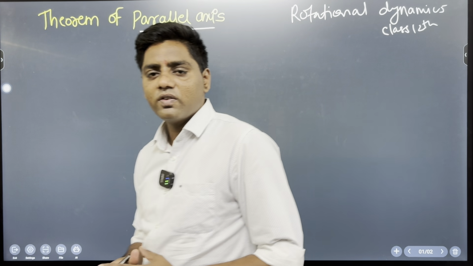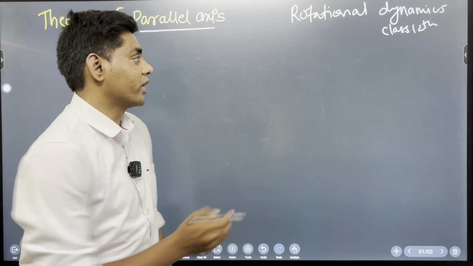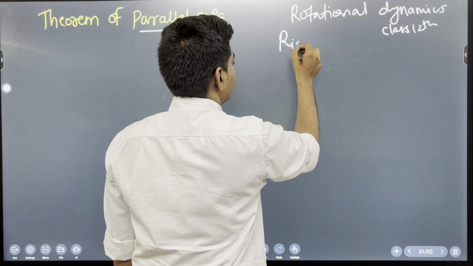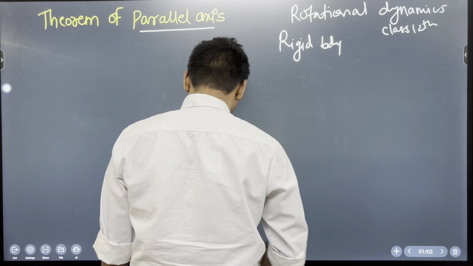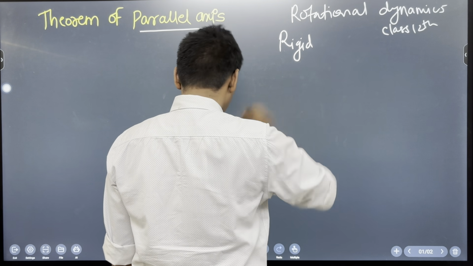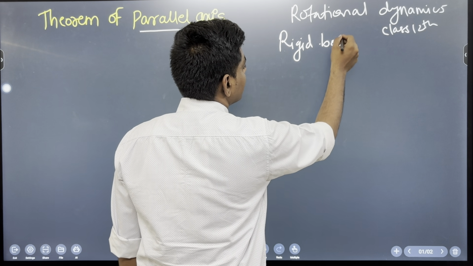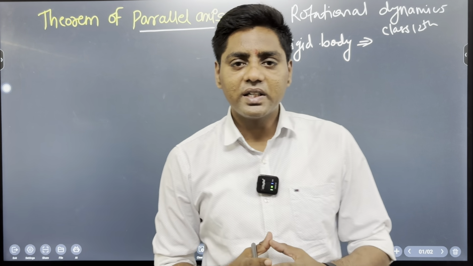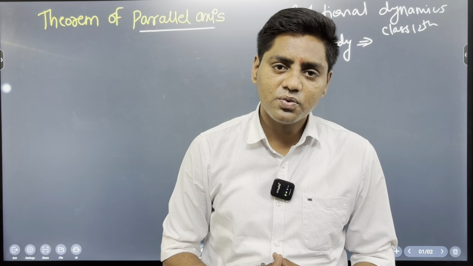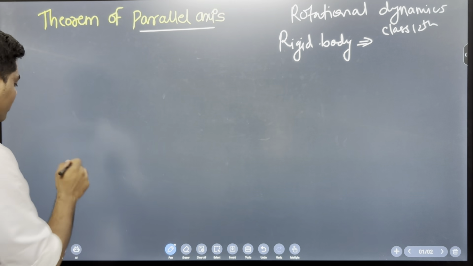To study the theorem of parallel axis, first of all we need to know what is meant by a rigid body. Very simple: a rigid body means the distance between any two particles does not change when we apply a force. Such bodies we call rigid bodies. So first we have to draw the diagram of a rigid body.